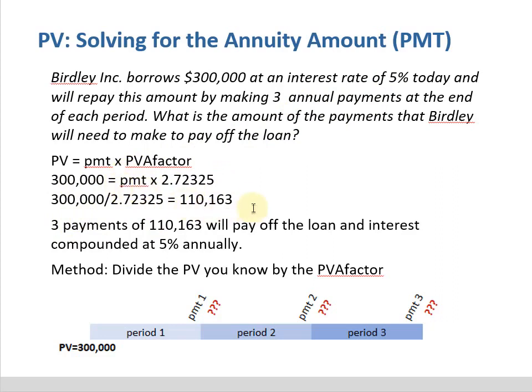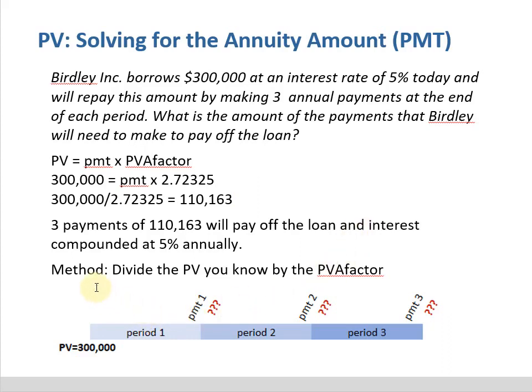The payment will be $110,163, and that agrees with our logic a few minutes ago. We knew our answer would have to be greater than $100,000. So 3 payments of $110,163 is just the right amount to pay off that $300,000 loan and include interest computed at 5% annually.